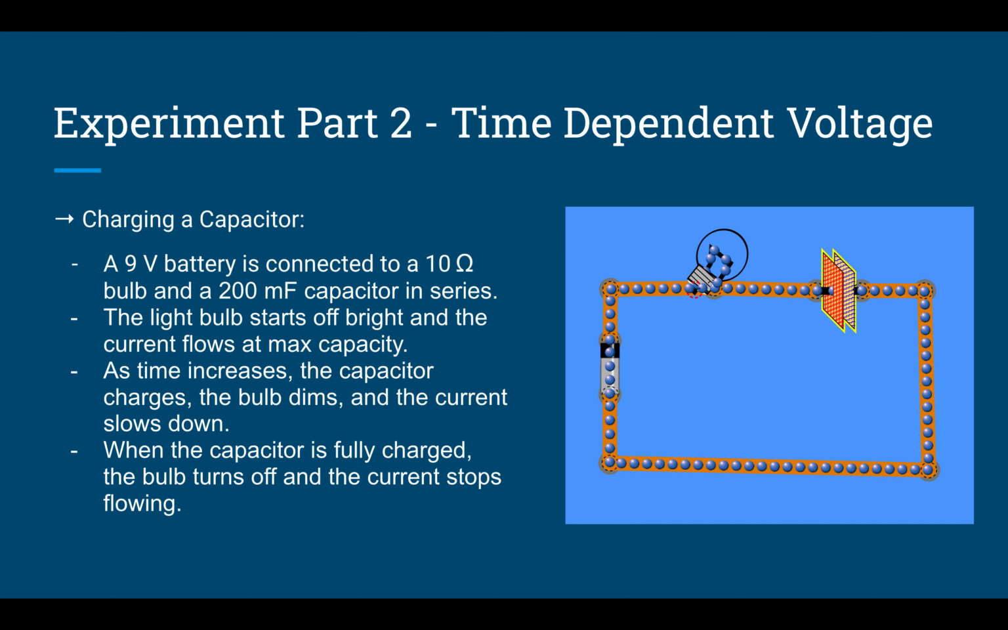By connecting a battery to a light bulb and a capacitor in series as shown here, we were able to observe the charging of the capacitor and found that the light bulb started bright, and then as time increased, the capacitor charged, the bulb dimmed, and the current slowed down. When the capacitor is fully charged, the bulb turns off and the current stops flowing.